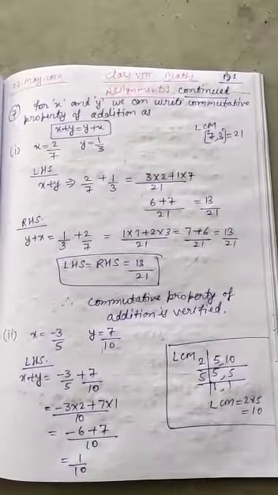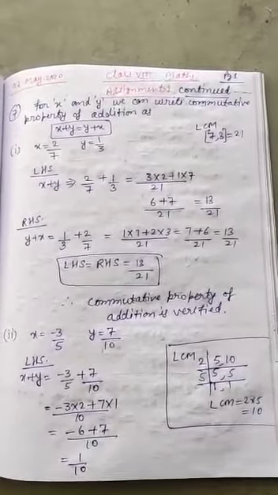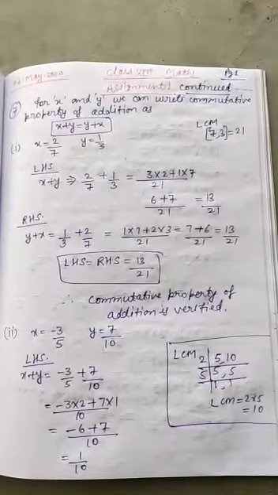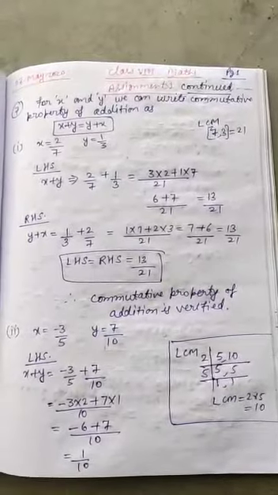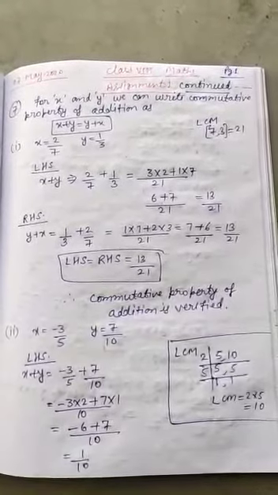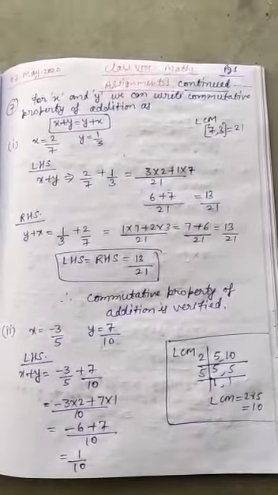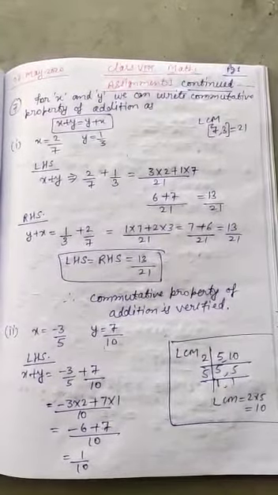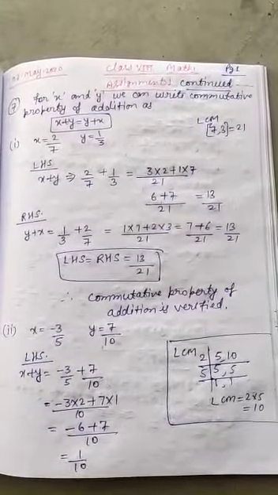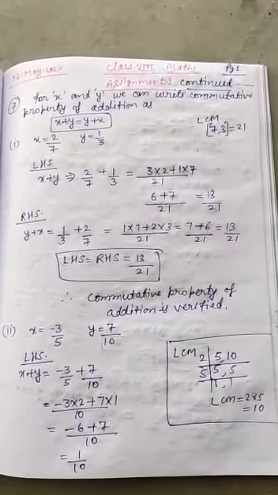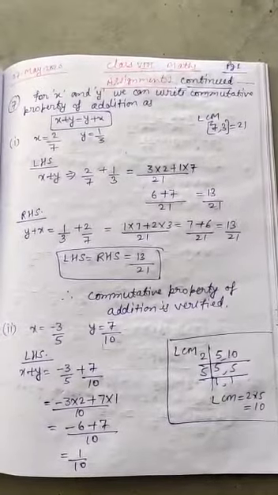Finally, on solving the equation, we will get 13 upon 21 for left hand side. In the same way, when you will solve right hand side, we are also getting 13 upon 21. Now you can see left hand side and right hand side values are same. That's why we can say commutative property of addition is satisfied.